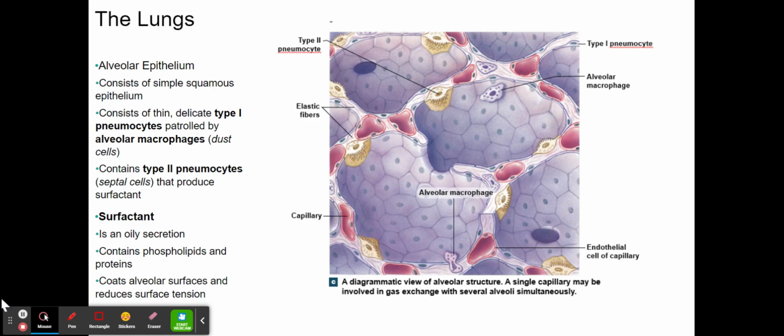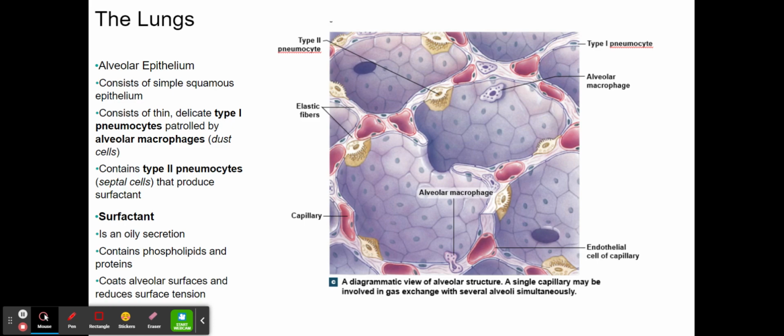Large type 2 pneumocytes, also called type 2 alveolar cells, are scattered among the squamous cells. Type 2 pneumocytes produce surfactant, an oily secretion containing phospholipids and proteins. They secrete surfactant onto the alveolar surfaces, where it forms a superficial coating over a thin layer of water. Surfactant plays a key role in keeping the alveoli open. It reduces surface tension in the liquid coating of the alveolar surface.